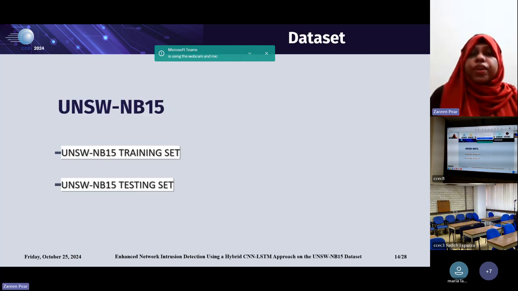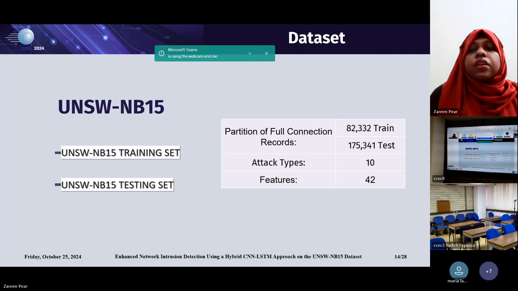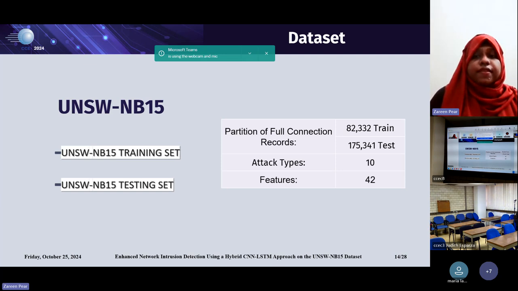This is the data set we have used, UNSW NB15, which is a very popular data set, and it has two sets: one is a training set and another is a testing set. The training set is used in our research only for training and validation purposes, and we have used the testing set for evaluating the test results and ensuring the model's performance. Here are the records of train and test sets. Previously I said that we can detect 10 types of classes using UNSW NB15, and there are 42 features.